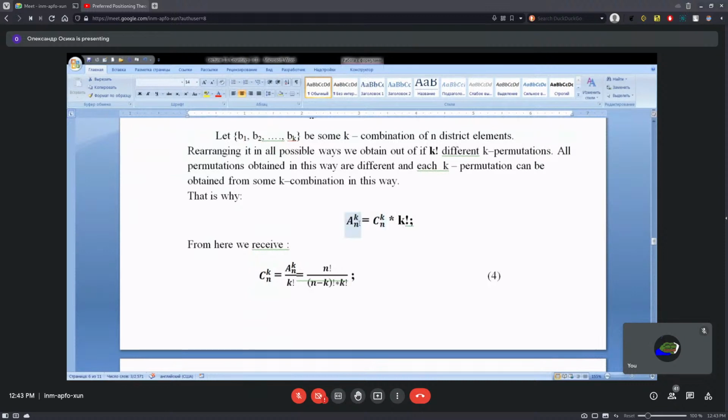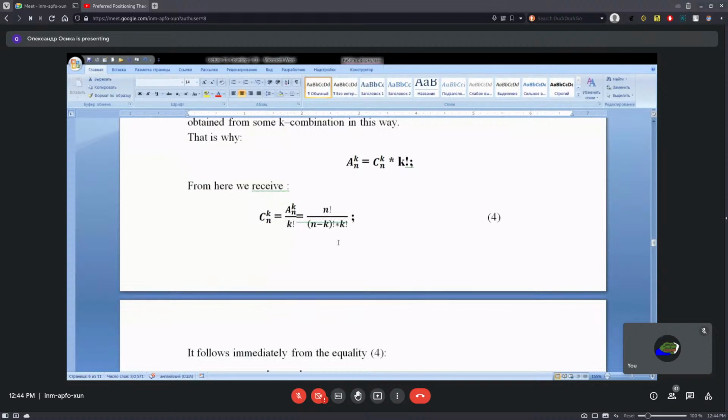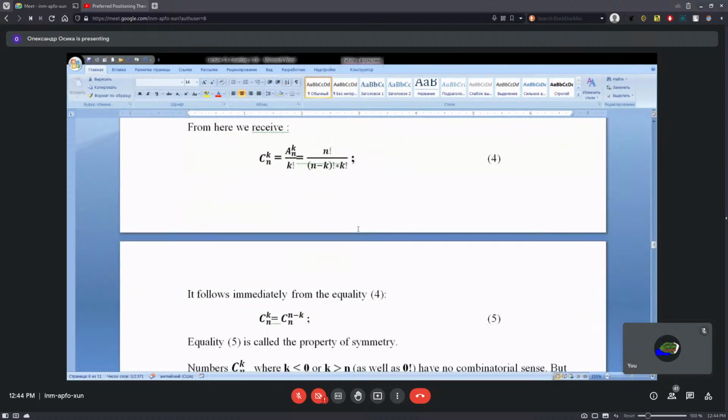Here is the number, we know it. We are interested in this number. That's why, of course, we take n choose k divided by k factorial, which will be equal to C sub n high k. C sub n high k is equal to this ratio.